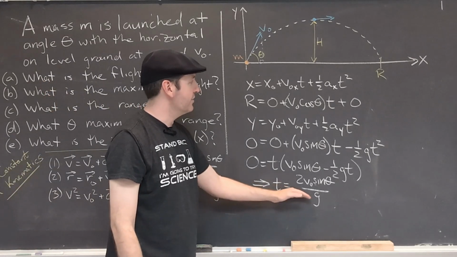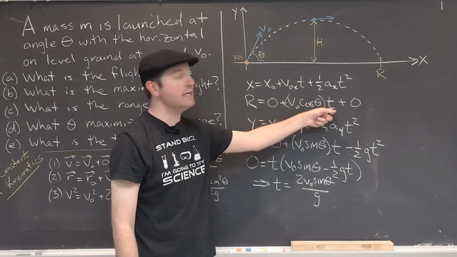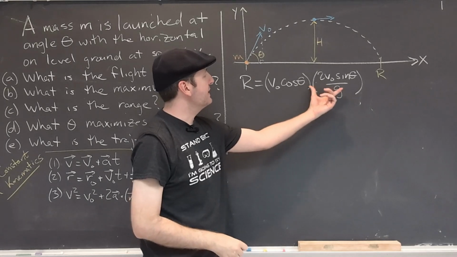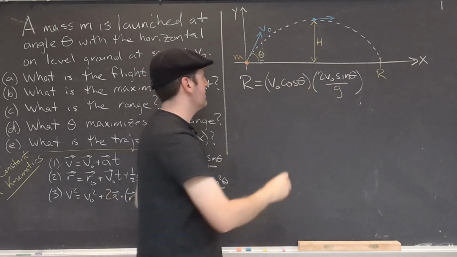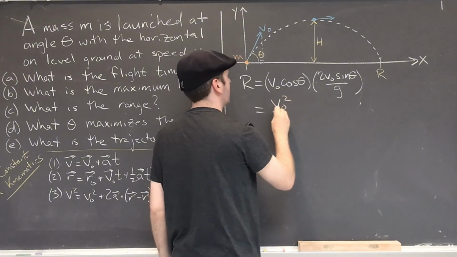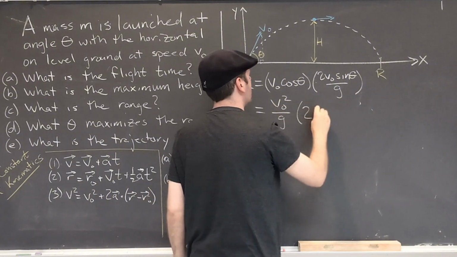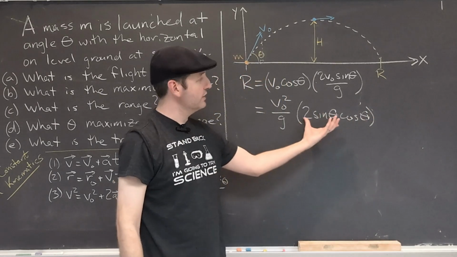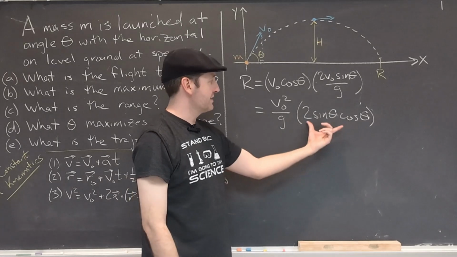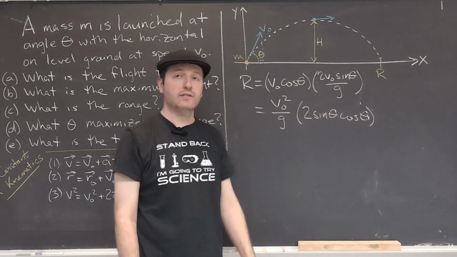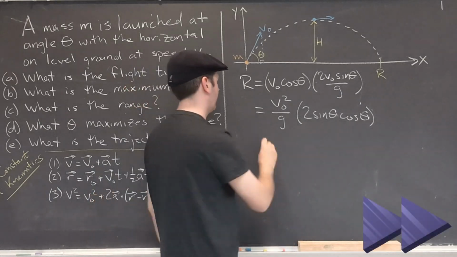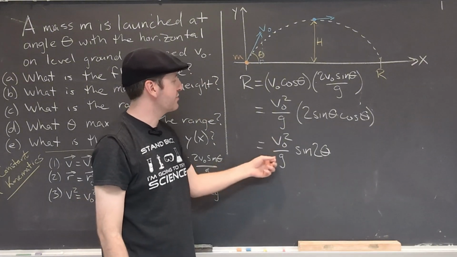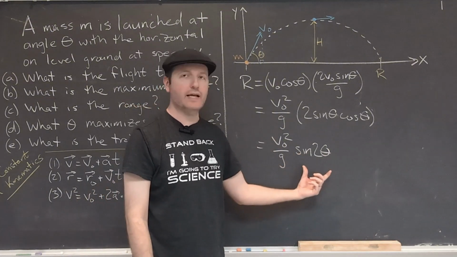So now let's take this value and substitute it in for the t of our horizontal kinematics condition. Substituting that t in here and now combining things together gives us v naught squared over g times 2 sine theta cosine theta. Indeed, we could leave it in this form, but actually it's nice to simplify this because 2 sine theta cosine theta is the double angle identity for sine. And we have that the range is v naught squared over g times the sine of 2 theta.